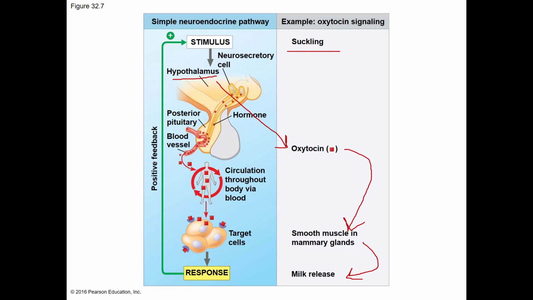So that response, along with that stimulus, as long as that stimulus is going, it's going to keep happening. So the response causes more, because obviously milk has let down, the baby's going to suckle more. And so it's a positive feedback, because it continues to loop and loop and loop until the baby gets full. And then suckling stops, which now the hypothalamus is not receiving that impulse. It's going to stop producing oxytocin, and milk is no longer going to be released.